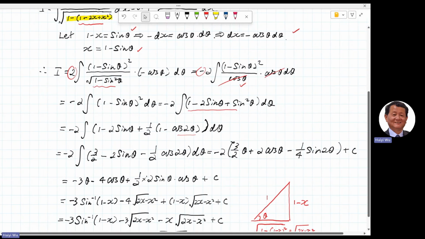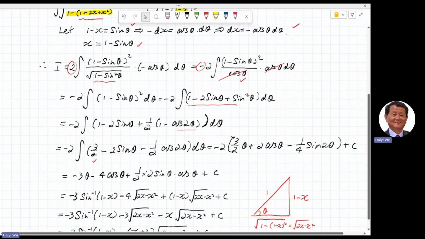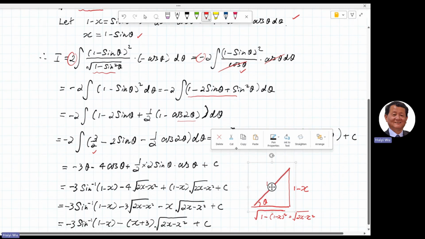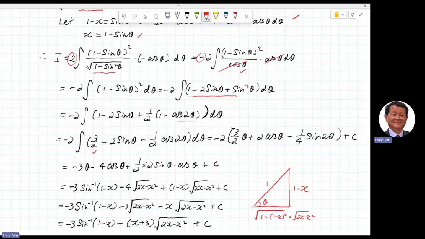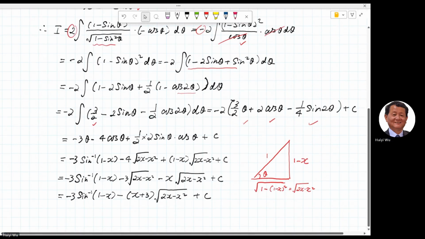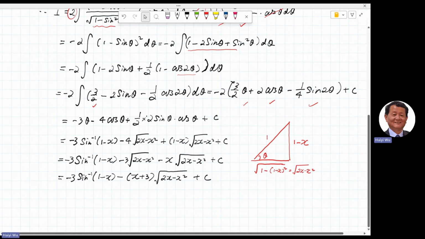So we expand the brackets. That becomes 3 over 2 minus 2 sine theta, then take away half cosine 2 theta. So we individually integrate it, so it becomes 3 expressions plus c. Now we simplify, expanding the brackets times 2 inside. That's the step here. Now, we'll cancel this 2.